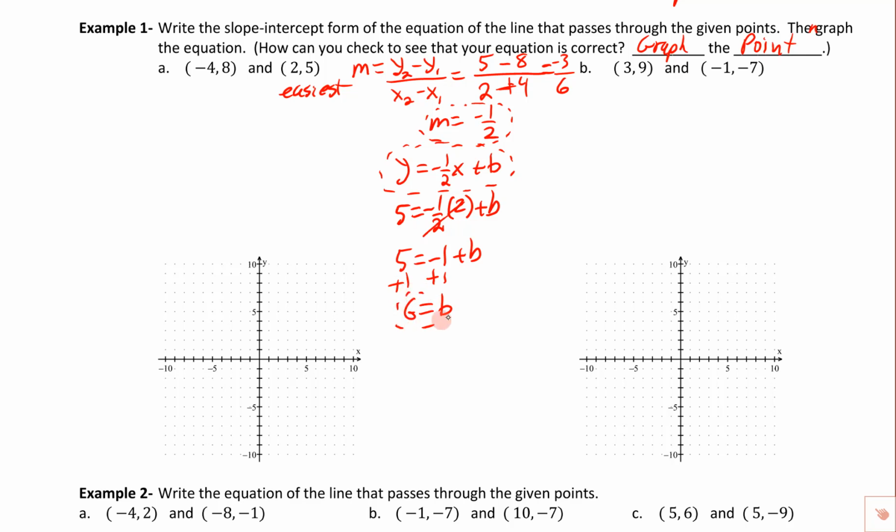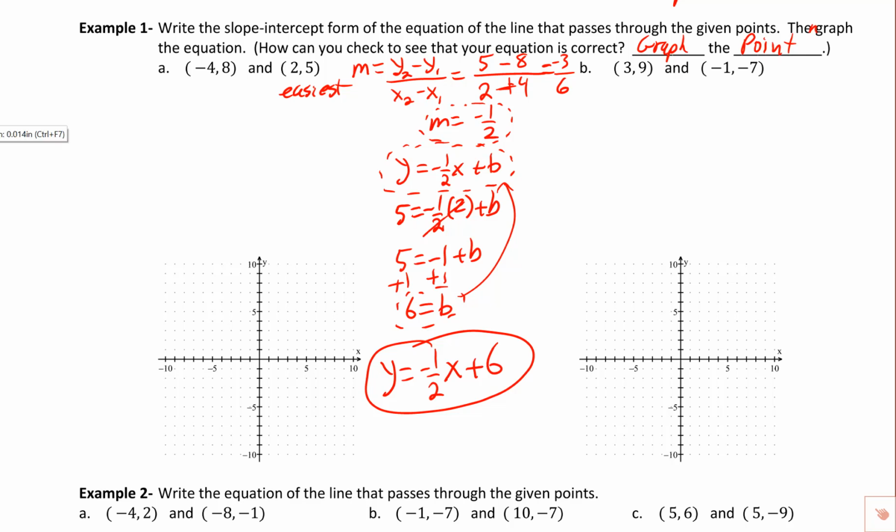Now I'm going to put another dotted circle around that right there. And I'm going to say that the answer on this one, once I plug that back in there, is y equals negative 1/2 x plus 6. So y equals negative 1/2 x plus 6. I'm going to put a big circle around that so everybody knows we think that's the answer. And then I'm going to change colors, and I'm going to double check using the other one.